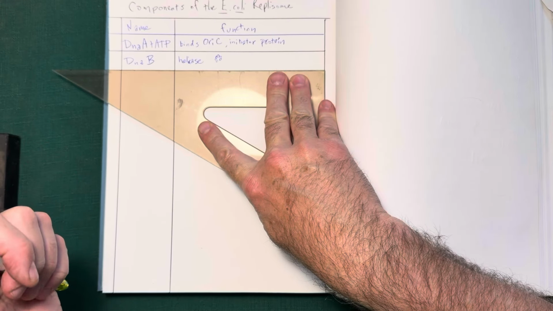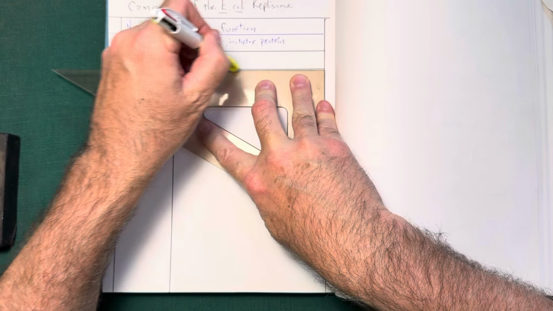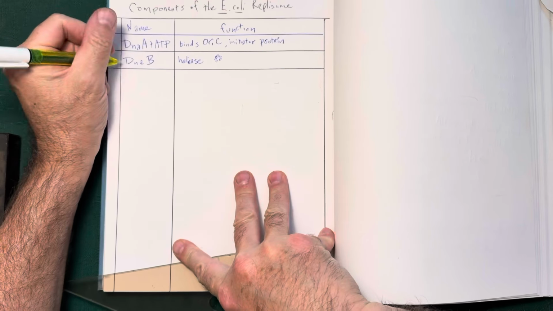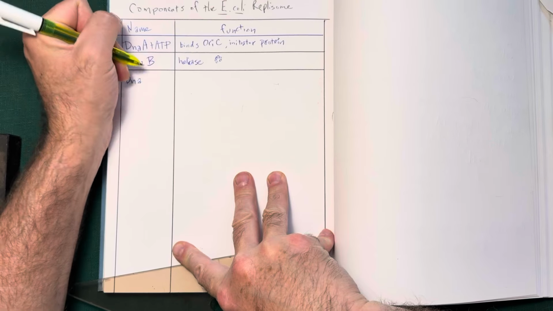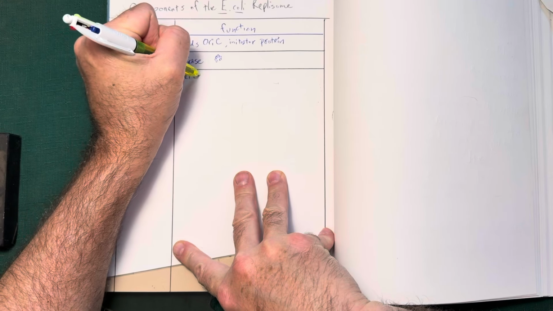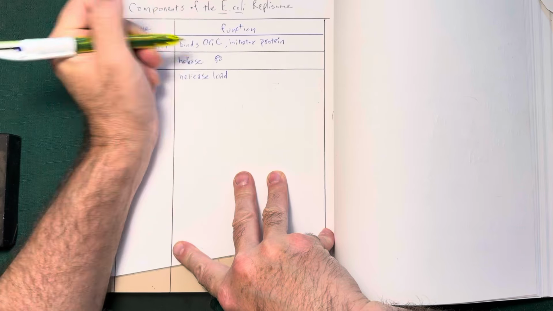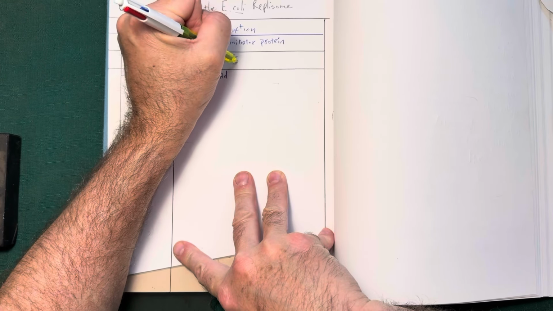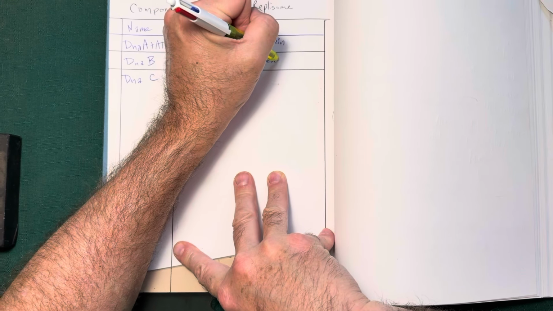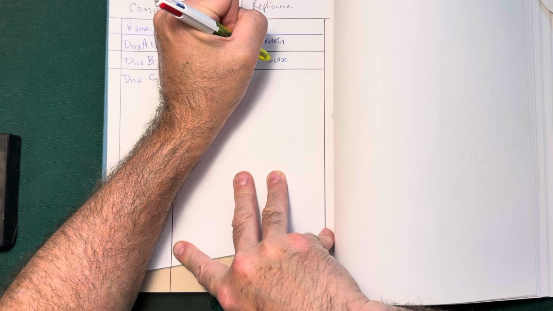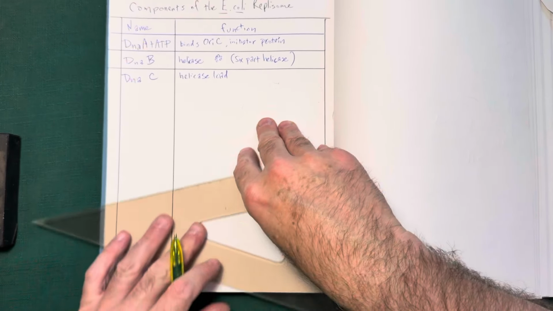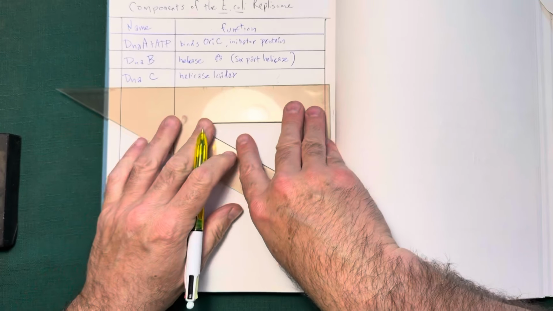And because it has to be assembled around the template strand, it requires another enzyme, which is DnaC. And DnaC is the helicase loader, which assembles the 6-part helicase molecule around that template strand. Try to draw that 6 helicase loader. There we go. Okay.